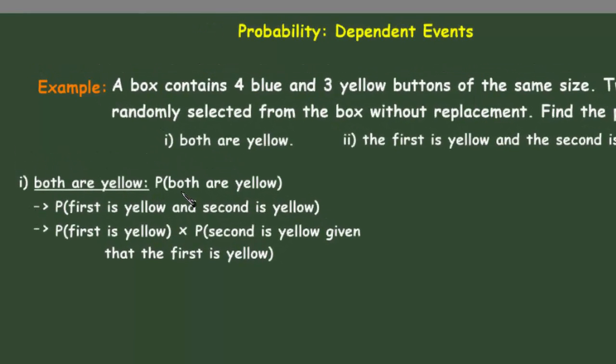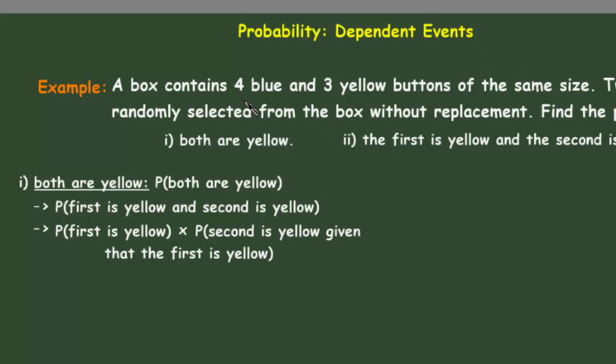To answer our first question, we want to find the probability of having both buttons yellow. Both buttons are yellow means that we will have the probability of having both the first yellow and the second yellow. That also means we have the probability of the first button yellow times the second button yellow, given that the first is yellow. Because they are dependent, we have to have the first button yellow, and in that condition we can pick the second button yellow.